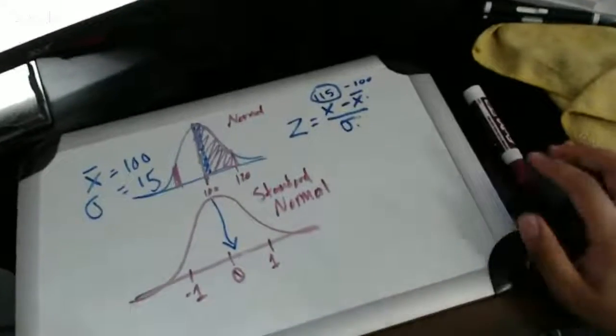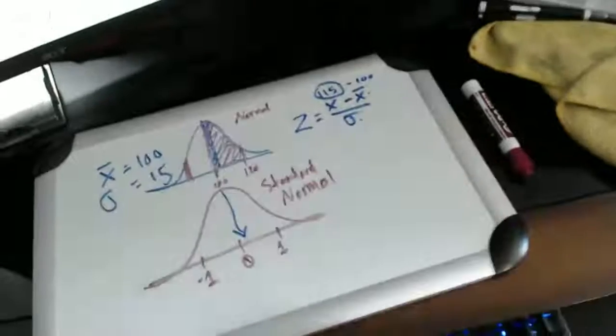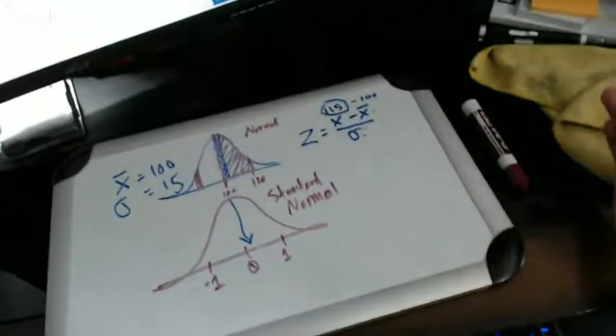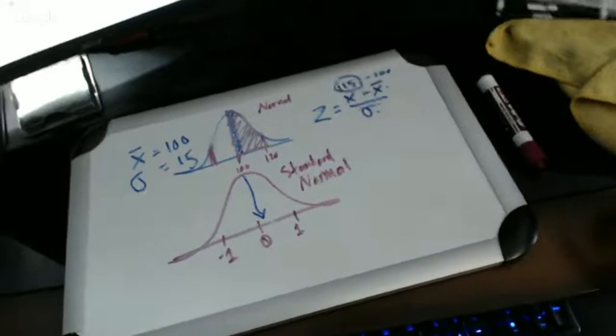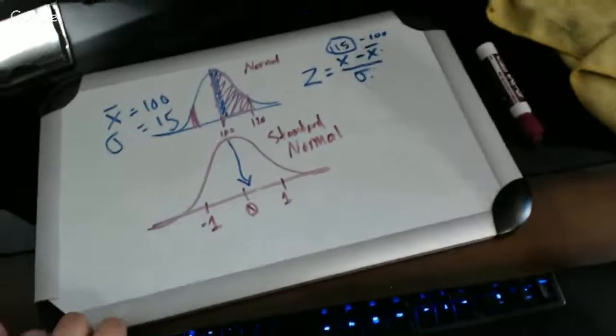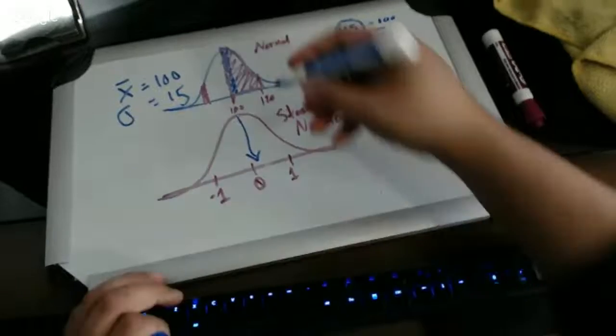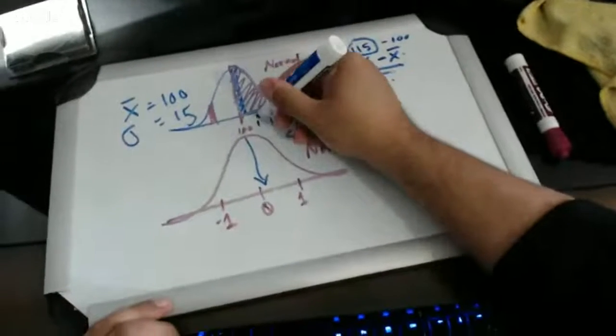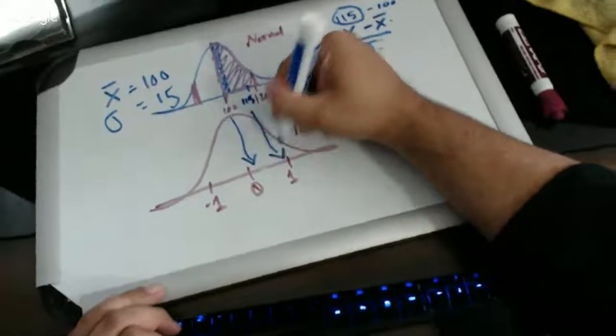Okay, so here's what's happening. We're giving you an x score of 115, and then we subtract the center of the distribution, which in this case is 100. So then what's your z-score? 1. Yeah, so if you had a score here of 115, that now turns to 1.